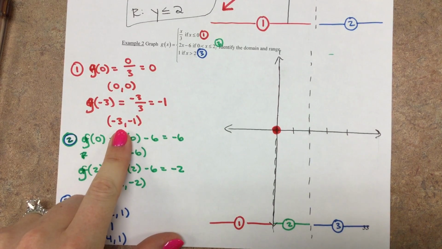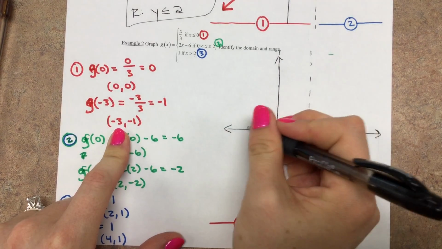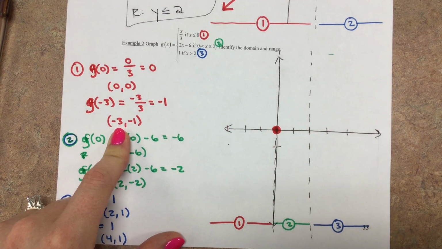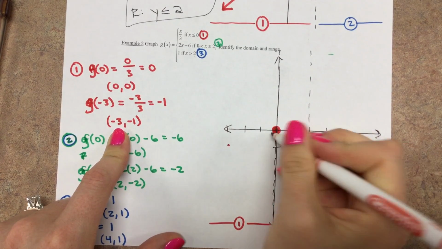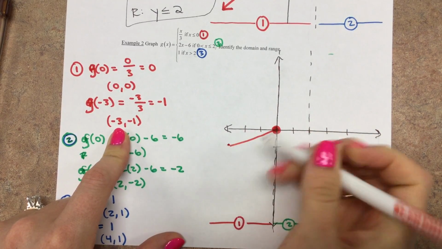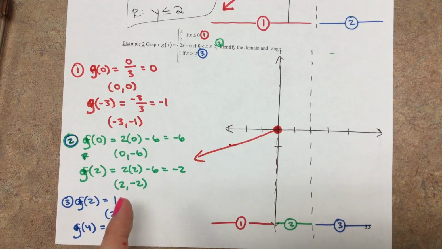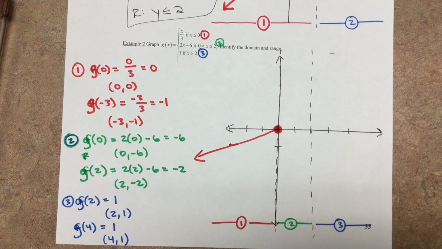And then the other point is -3, -1. Okay, so that would be like right there. So here's our other point. And then we just connect the dots, arrow off to the side. Remember, the furthest piece on the left always gets an arrow to show that it keeps going.